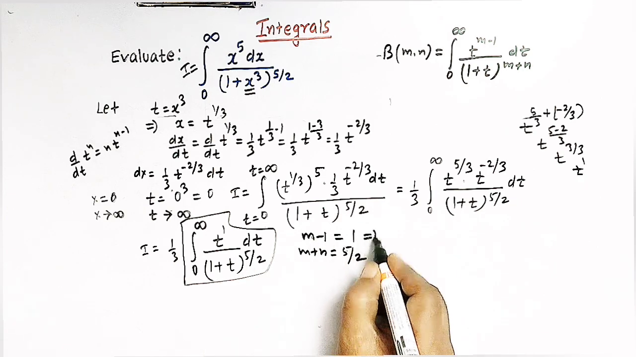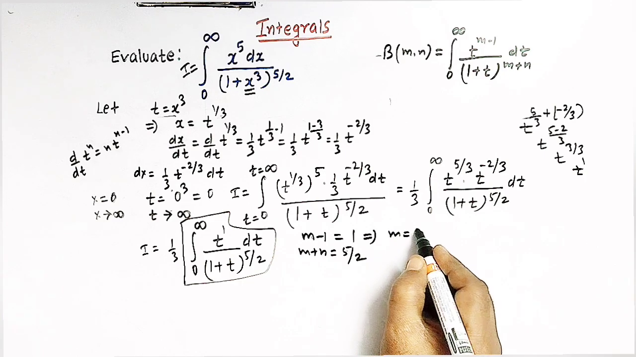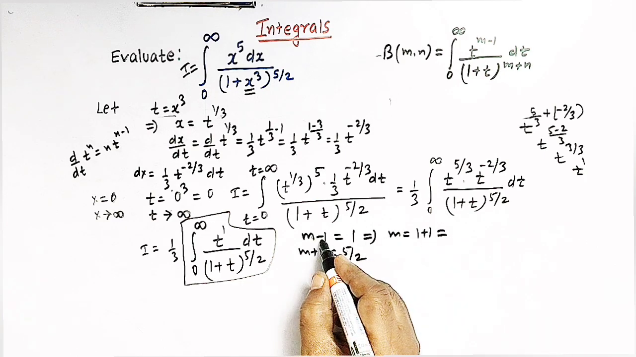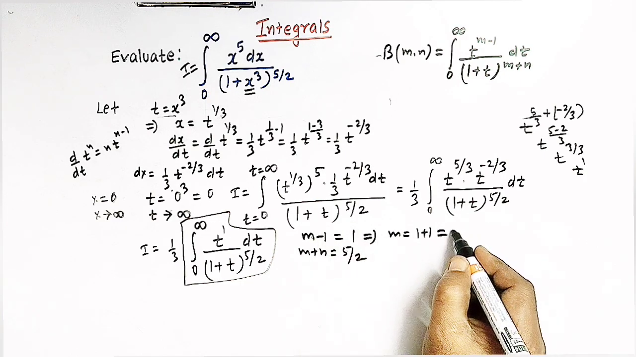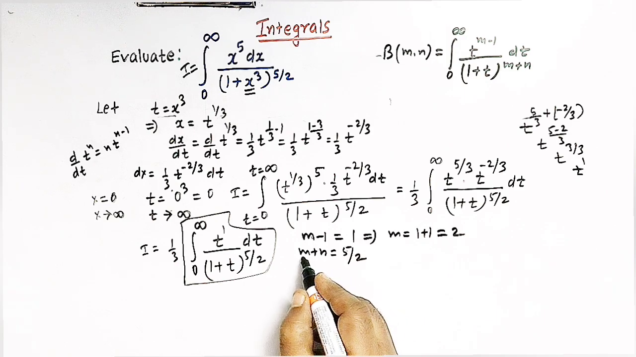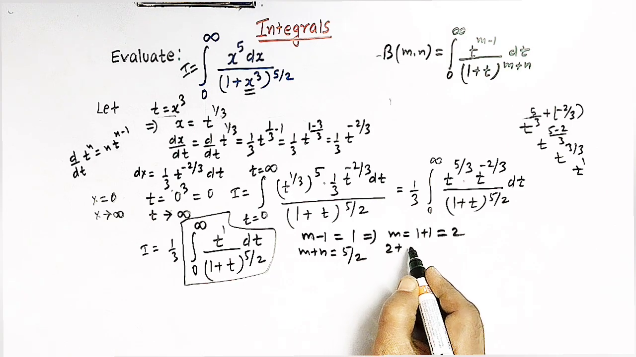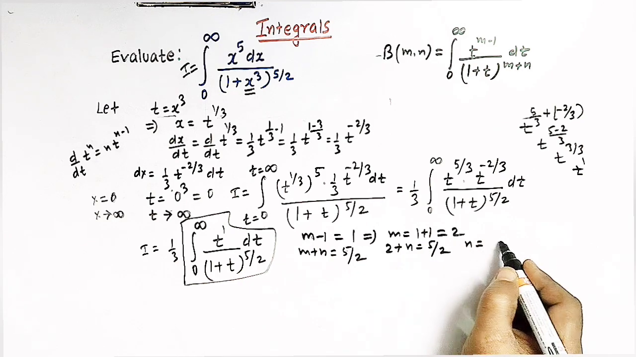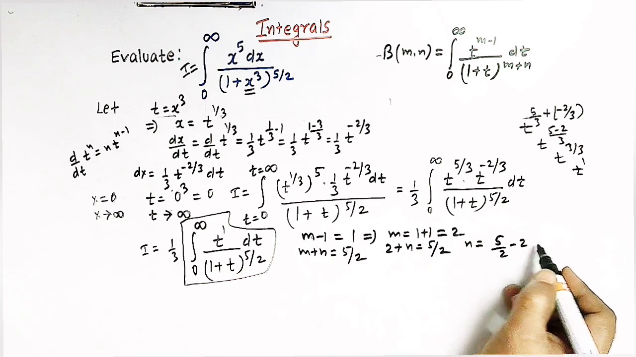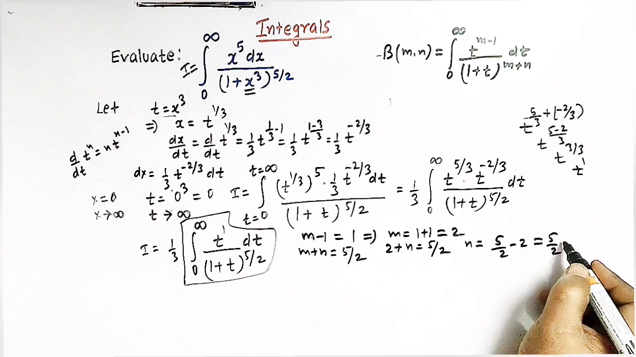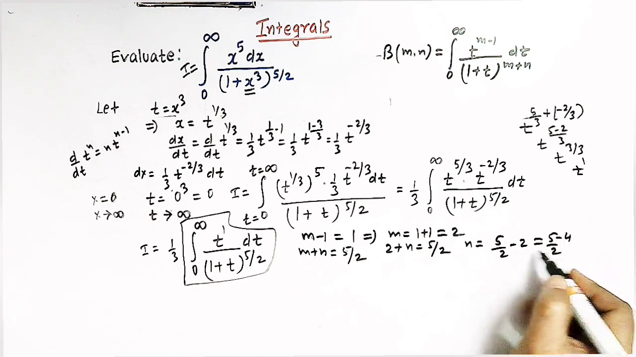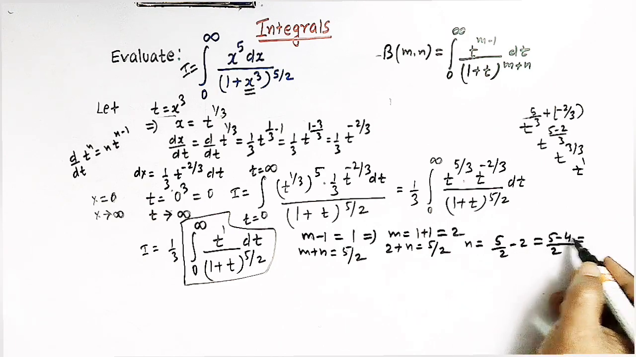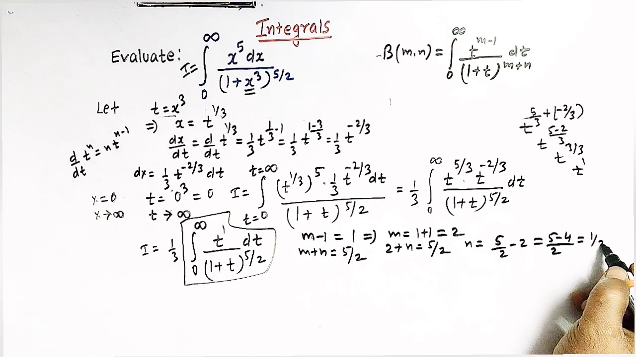So let us solve this equation. So we have m is equal to 1 plus 1, taking minus 1 to the right hand side. So we have 2, and then taking m is equal to 2 in this equation, we have 2 plus n is equal to 5 over 2. So n is 5 over 2 minus 2, that is 5 over 2, this is 4, and 5 minus 4 is 1. So we have 1 over 2.